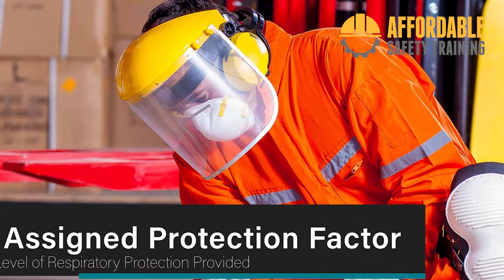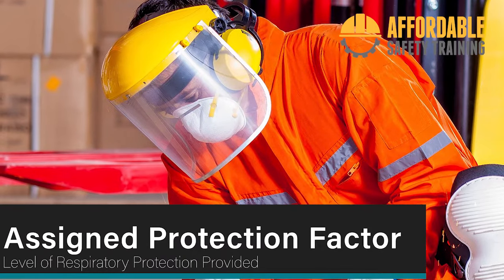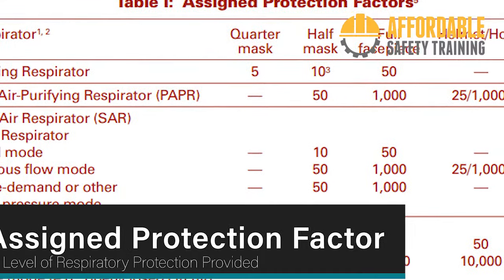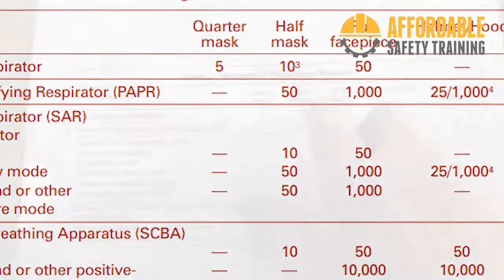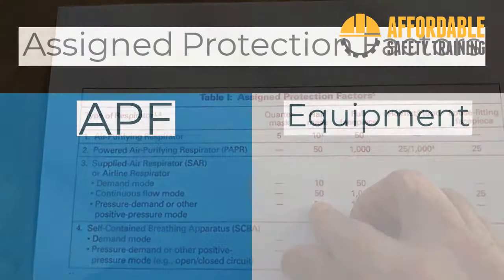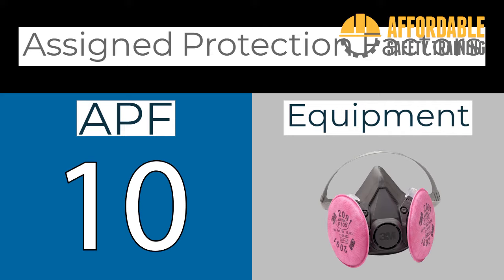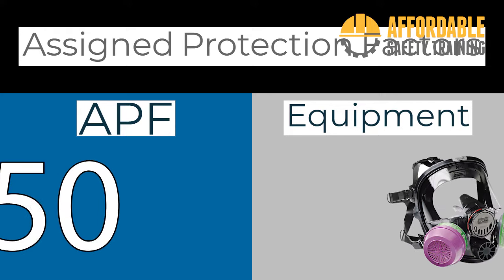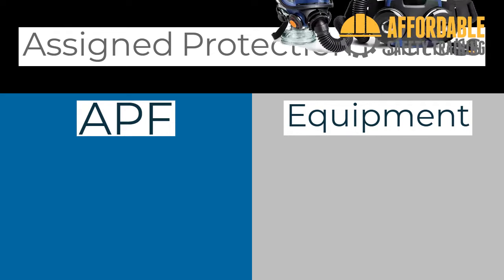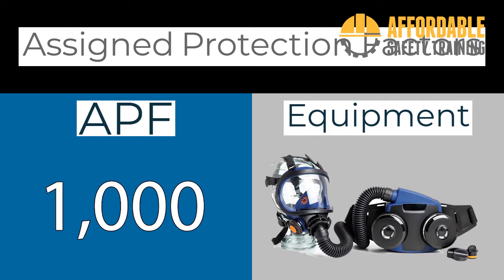The assigned protection factor, or APF, is the level of protection a respirator is expected to provide. Respirators are rated by their APFs. The higher the APF, the stronger the protection. Always know the APF of the respirator that you are using. A half-mask, air purifying respirator has an APF of 10, which means it will reduce the level of contamination by a factor of 10. A full facepiece air purifying respirator has an assigned protection factor of 50. A full facepiece powered air purifying respirator has an assigned protection factor of 1000.